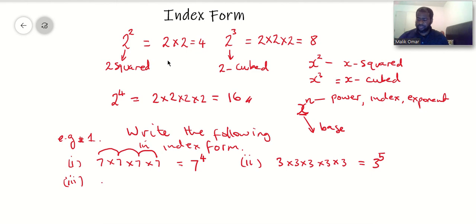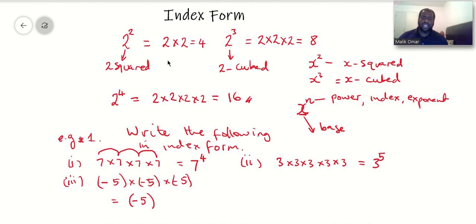Suppose we have minus 5 times minus 5 times minus 5. How can we write this into index form? Now, in the first two examples we had a positive number, but now our base is no longer positive. Our base is negative. So we write our base, which is what? Minus 5.